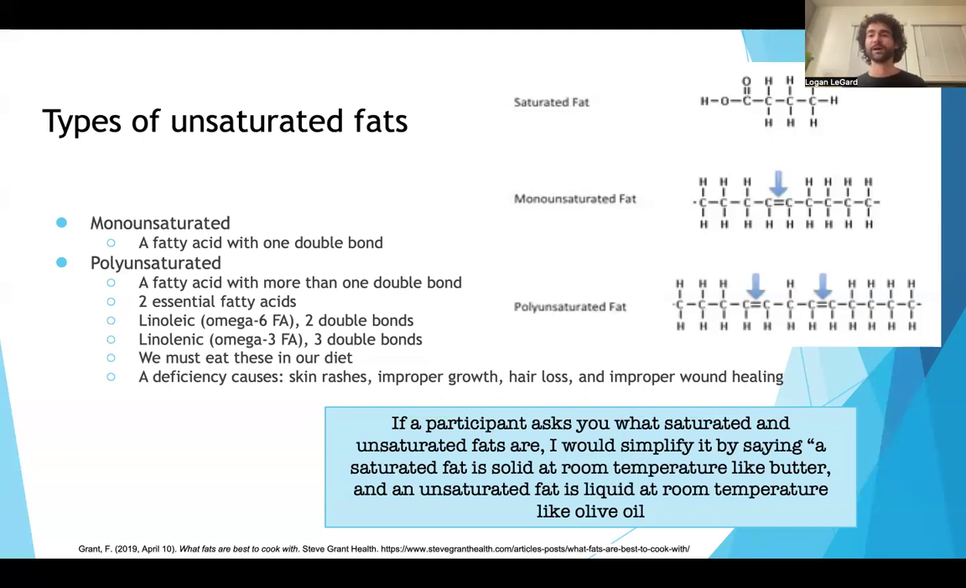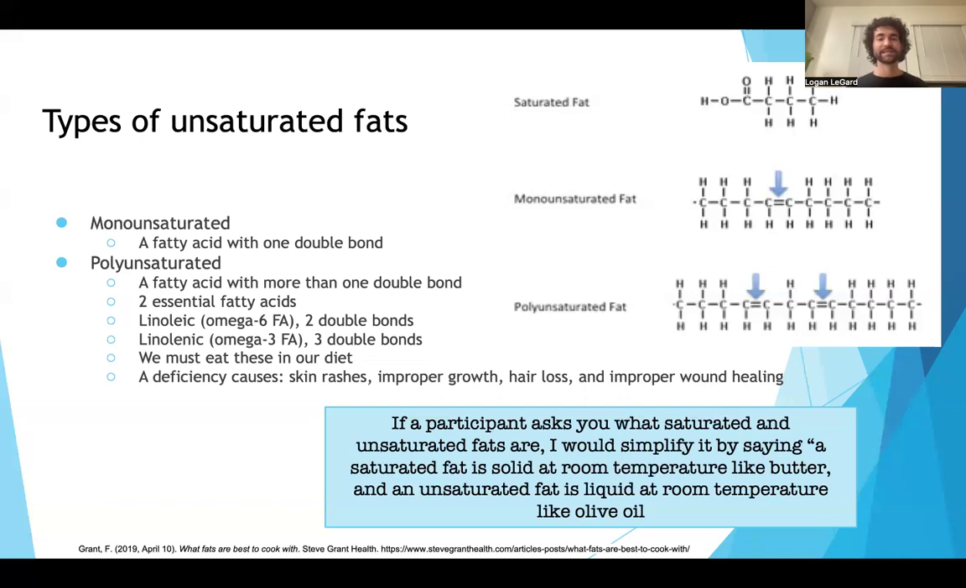If you don't eat these in your diet, you can get skin rashes, improper growth, hair loss, and improper healing. In the image in the top right corner, you can see a saturated fat. All of the carbons have a single bond between them, so all of their other bonds are saturated with hydrogens. The monounsaturated has just one double bond, so those carbons are not saturated with hydrogens, and the polyunsaturated has more than one double bond.